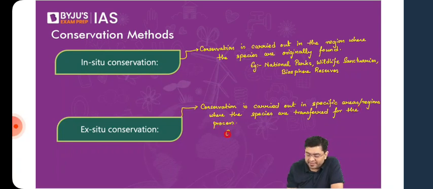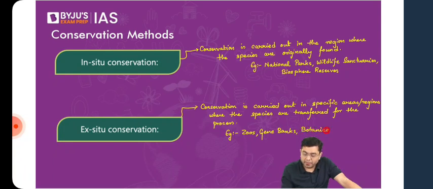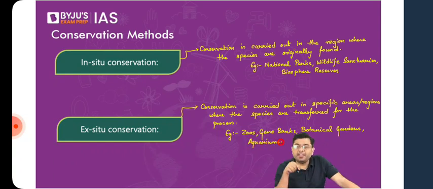So what can we have as examples? The examples from this portion can be zoos. Then you can have gene banks, botanical gardens, and, for example, aquariums. In all these regions, you will find that the species have been particularly transferred for the process of conservation. The species are not naturally found in these areas, but they have been brought there to create public awareness in certain cases, or to conserve and preserve their diversity for a longer run. So this is the principle.